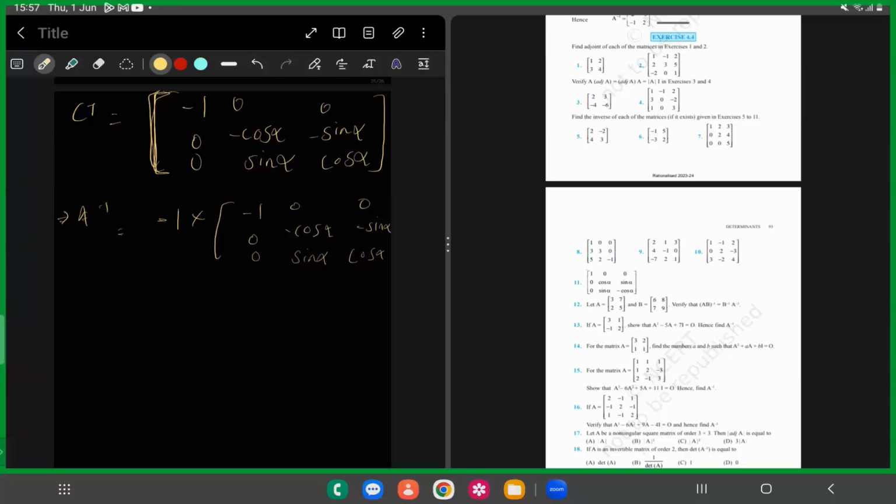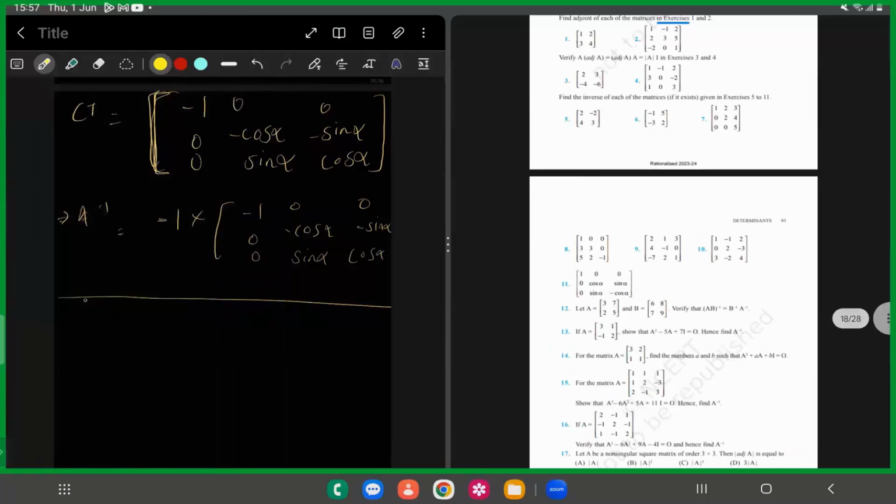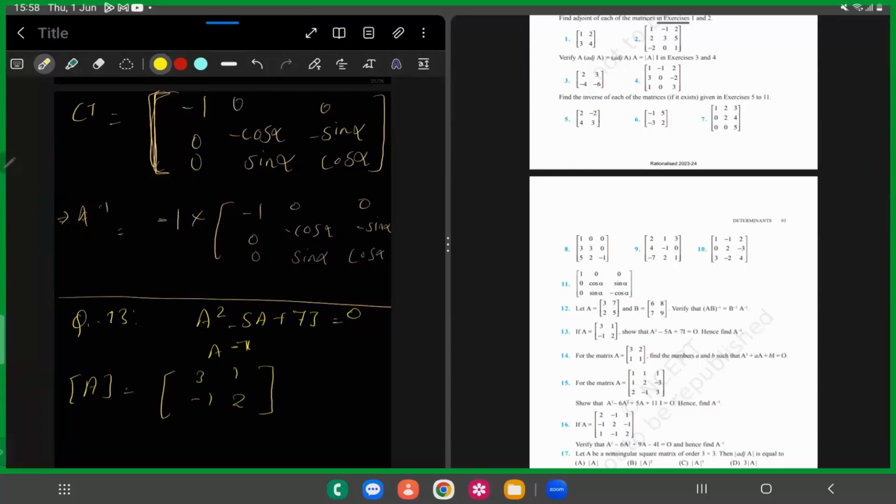By the same method, you will be calculating the inverse matrix. If you see one question that involves a matrix equation, question number 13, this is A square minus 5A plus 7I equal to 0. From this relation you have to find A inverse. Our A matrix is given, so if we quickly find its determinant, it is 6 plus 1 equal to 7.